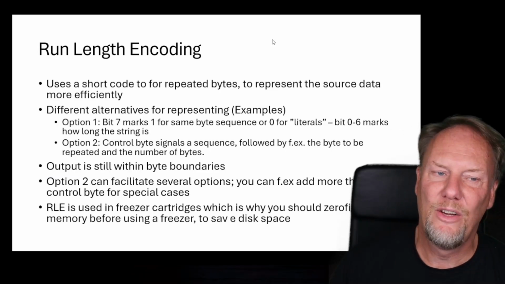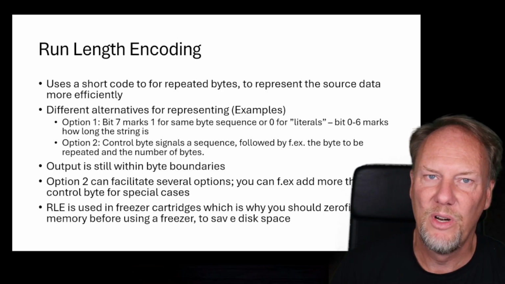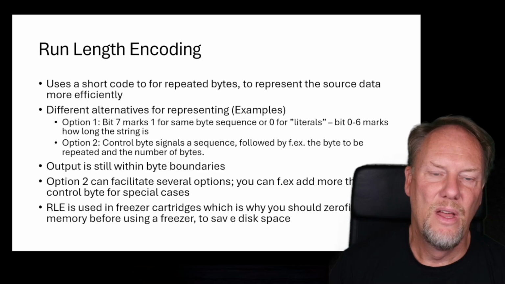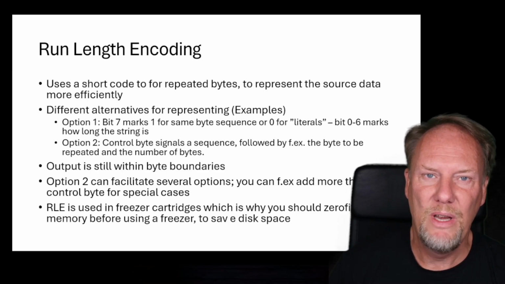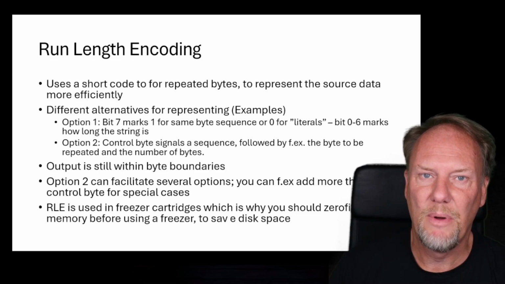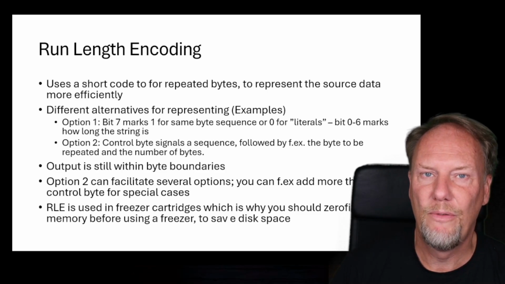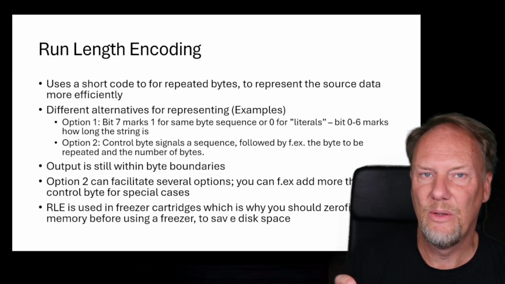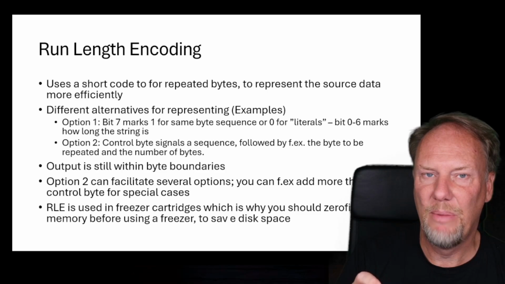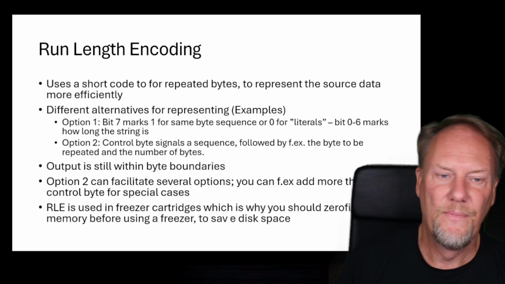Run length encoding, that is the first compression mechanism that we are going to talk about. The idea here is that you minimize the footprint on disk by removing big chunks of repeated bytes with sort of a little sequence that tells the depacker the number of bytes and what byte that would be.